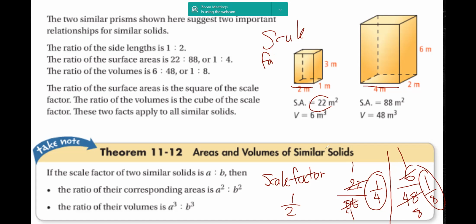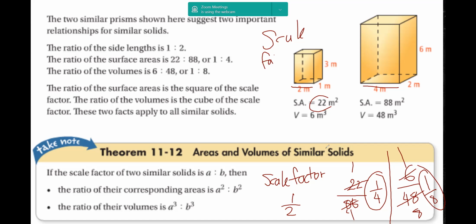So look now at the theorem. If the scale factor of two similar solids is A to B, then the ratio of their corresponding areas will be A squared to B squared, and the ratio of their volumes will be A cubed to B cubed.